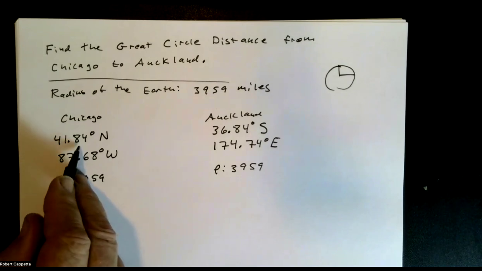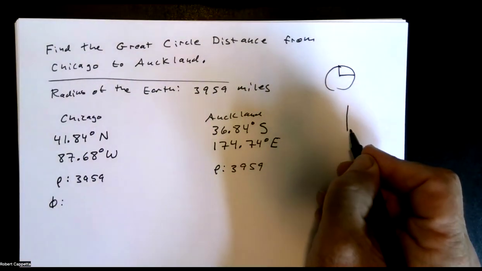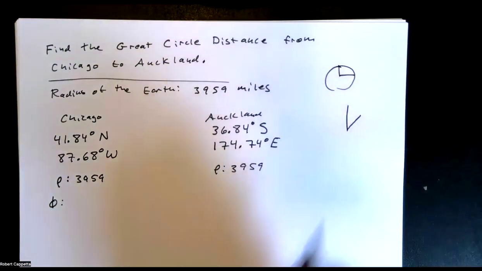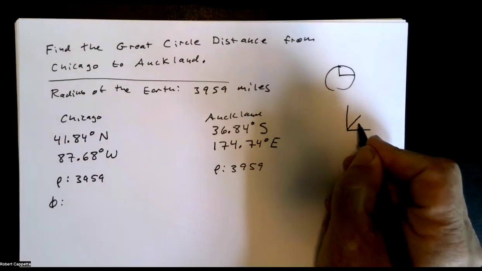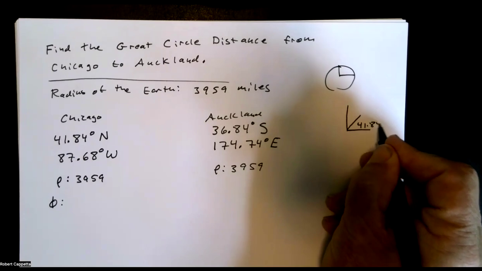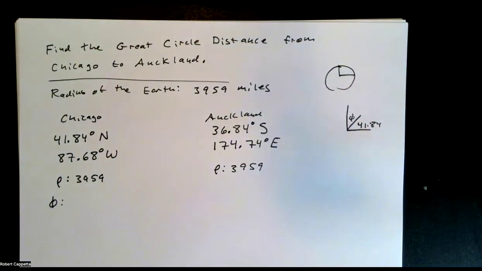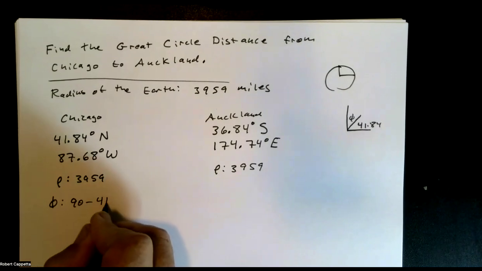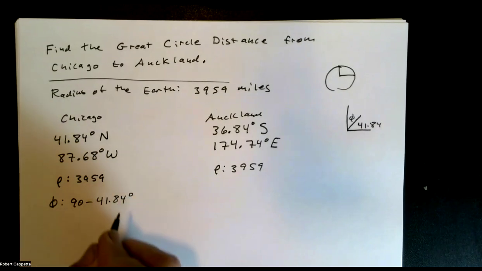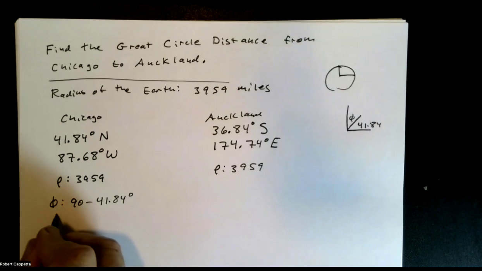Well, for Chicago at 41.84 degrees north, we're in the northern hemisphere. So if that's the case, we are measuring 41.84 from the equator. That's not phi, this is phi. So to get phi, it's going to be 90 minus 41.84 degrees, which is going to give us a phi of 48.16 degrees.